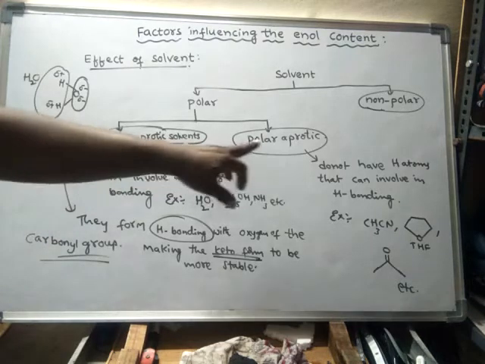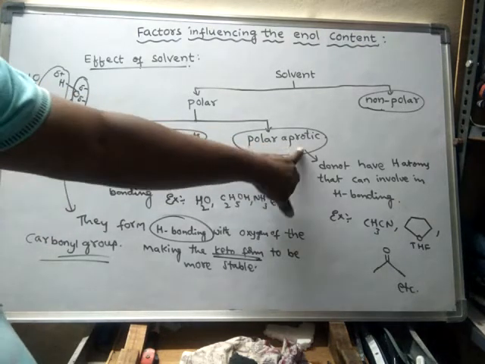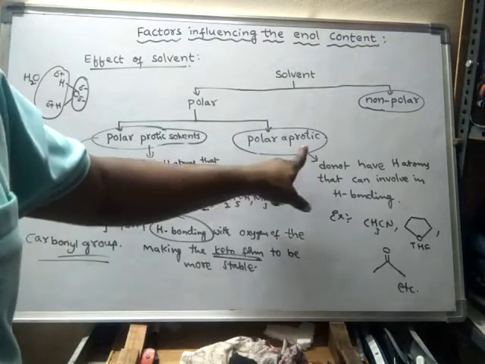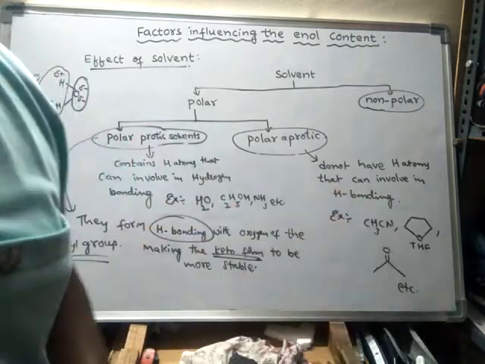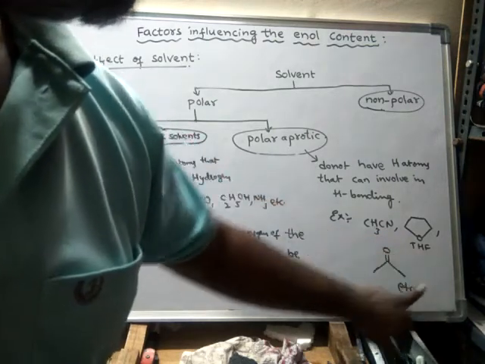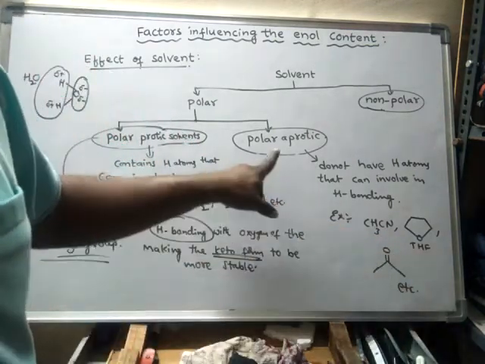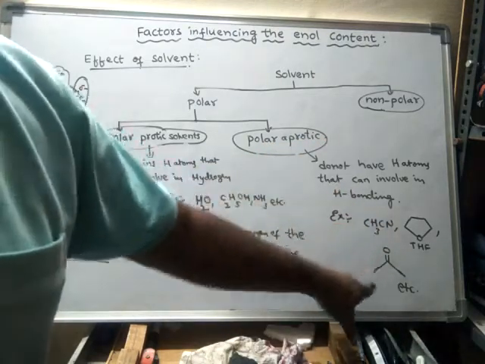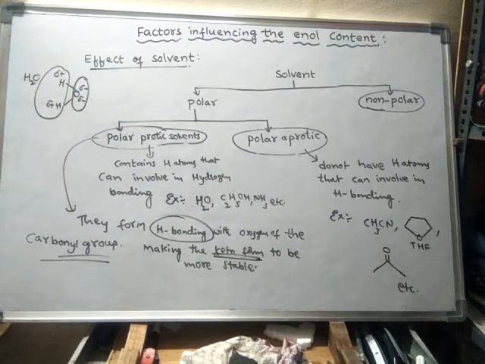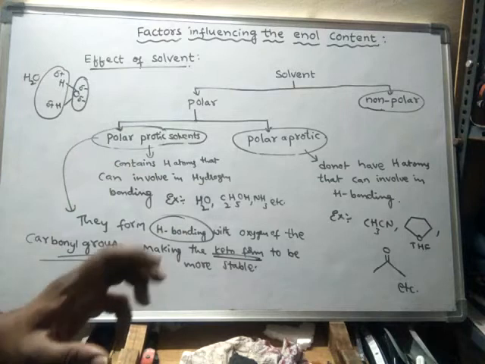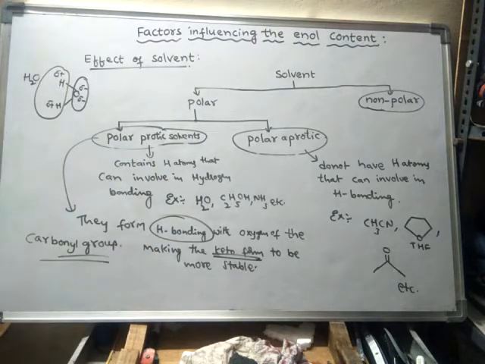Polar aprotic means that though hydrogens are present, those hydrogens cannot be involved in hydrogen bonding. For example, methyl cyanide, tetrahydrofuran, acetone, etc. They are also polar but aprotic. That means the hydrogen atoms present in them do not involve in hydrogen bonding. So these solvents will improve the keto form.